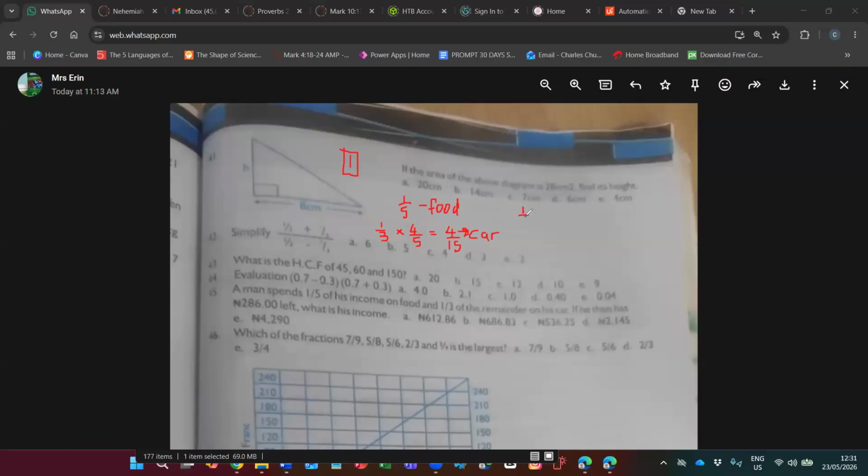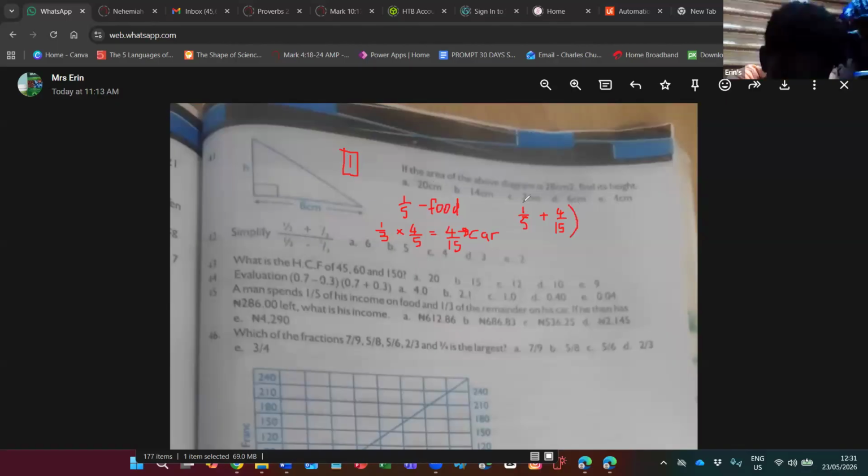So what we're going to do is 1/5 plus what? 1/5 plus 4/15. Yes. We'll do 1/5 plus 4/15, and then when we add it together, we'll now subtract it from what? We'll now subtract it from 1.